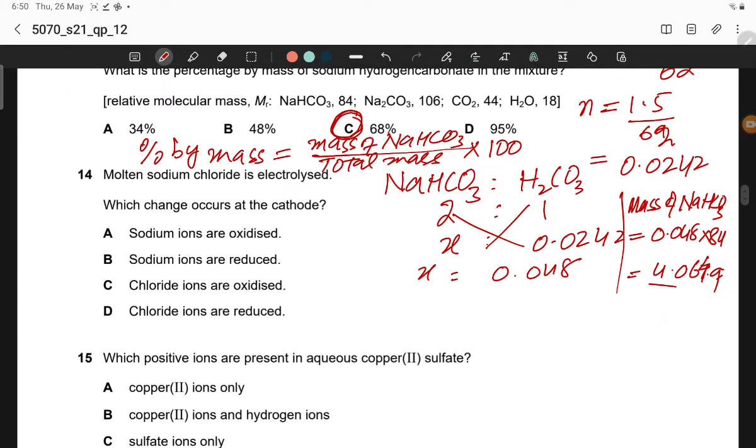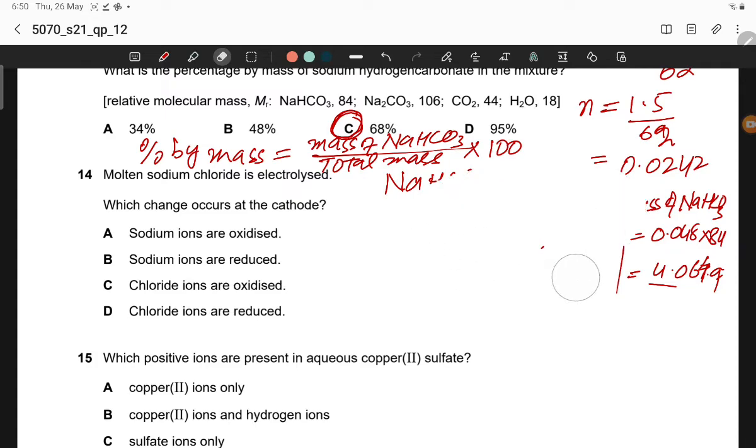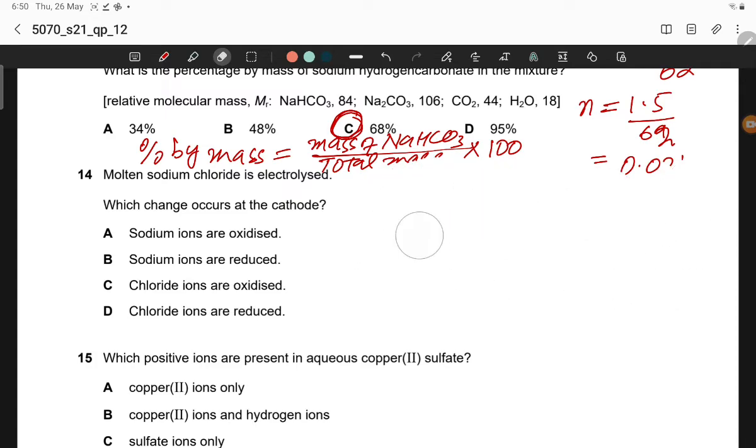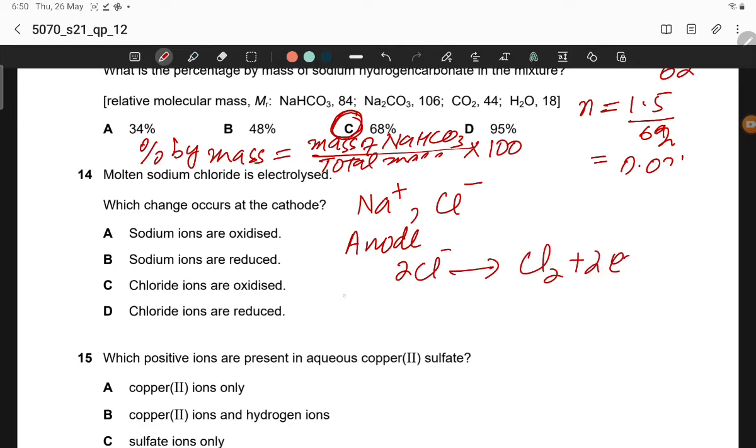Question number 14. Molten sodium chloride is electrolyzed. Which change occurs at the cathode? Molten sodium chloride has sodium ion and chloride ion. At anode, 2Cl negative to form Cl2 plus 2 electron, while at cathode sodium gains electron to form sodium liquid.